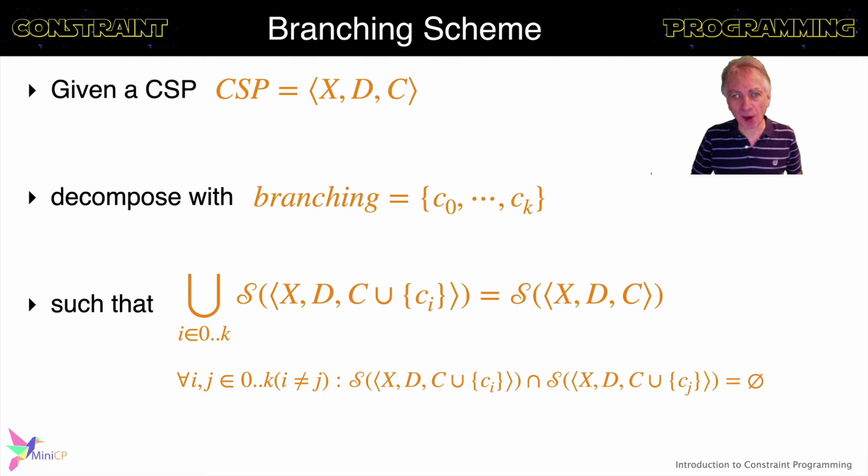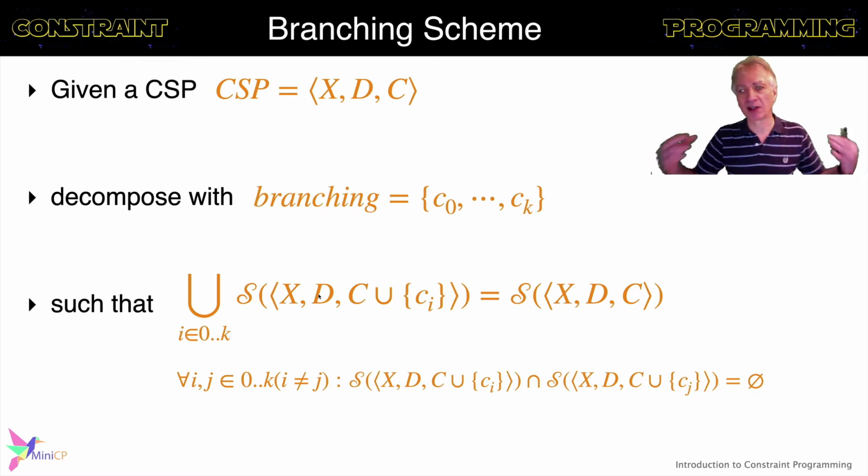Now let me formalize this a little bit. If you have a constraint satisfaction problem, X, D, and C, where X is the set of variables, D the set of domains, C the set of constraints, when you branch, you are generating a set of constraints. What you have seen in the previous example were two constraints, but you could imagine a multi-way branching. So you have C0, C1, up to CK. Now, what you want this branching scheme to do is to partition the search space. So that means two properties.